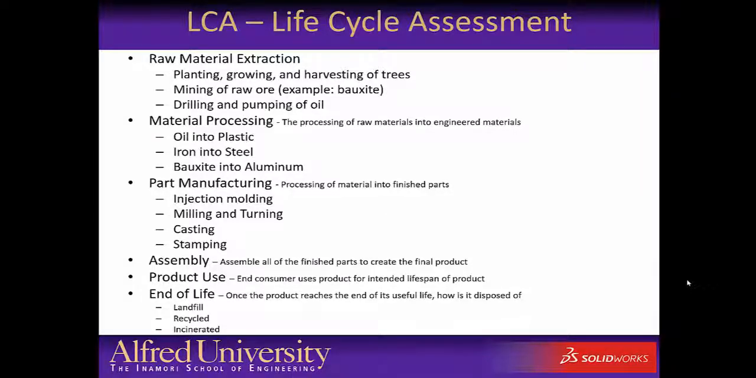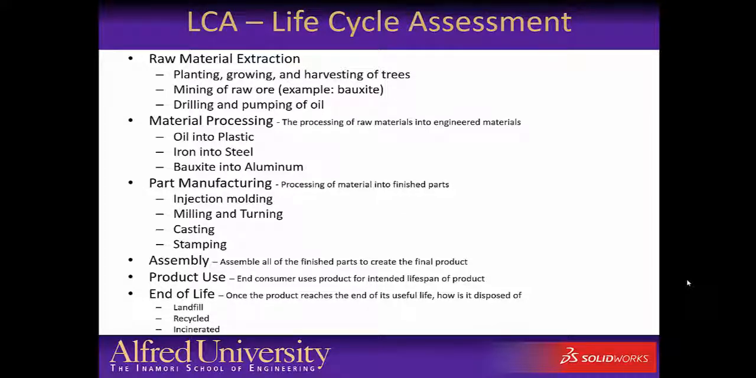The next step, once you have these raw feedstocks, is to process the materials into useful form. So oil gets turned into plastic, iron into steel, raw minerals such as bauxite into aluminum. Once these engineering materials have been created, you then have to manufacture your part.